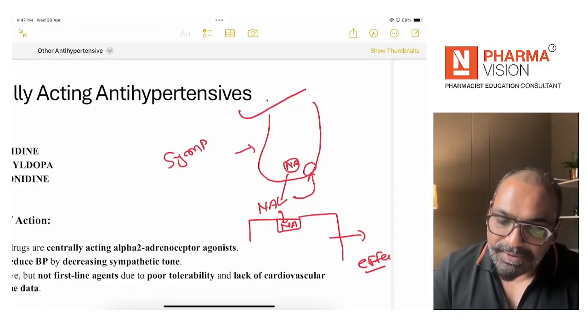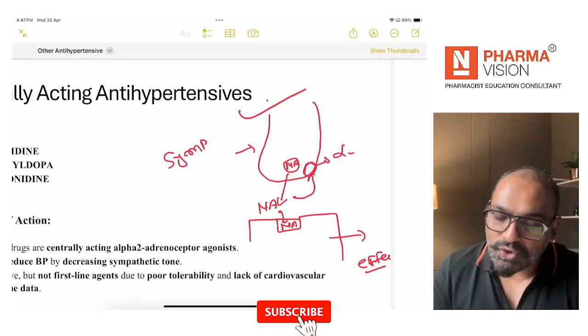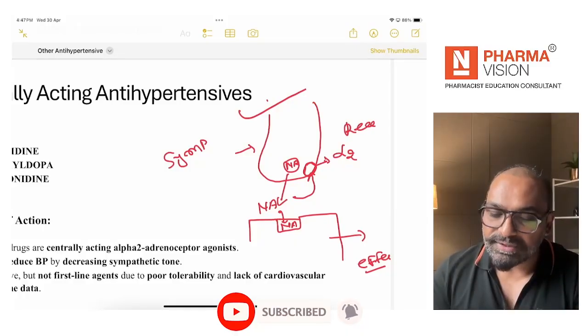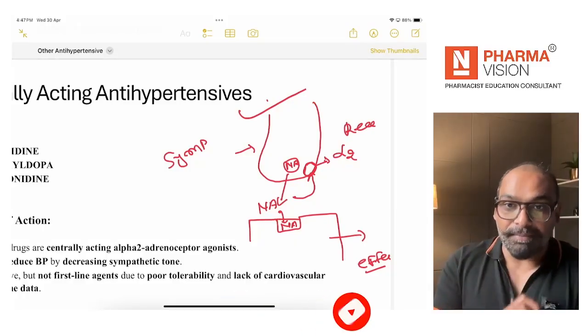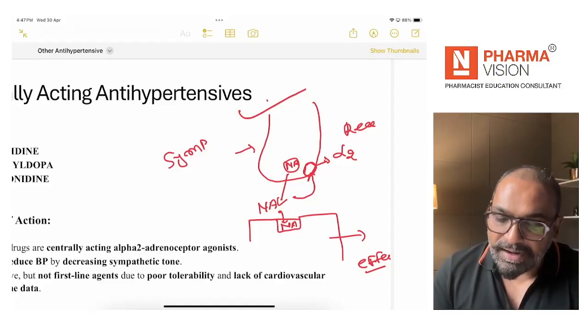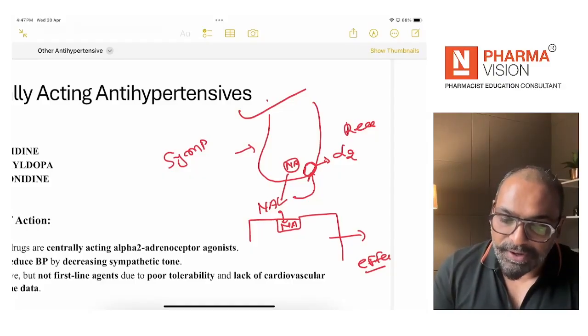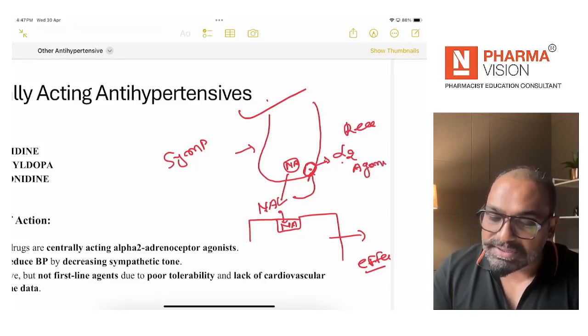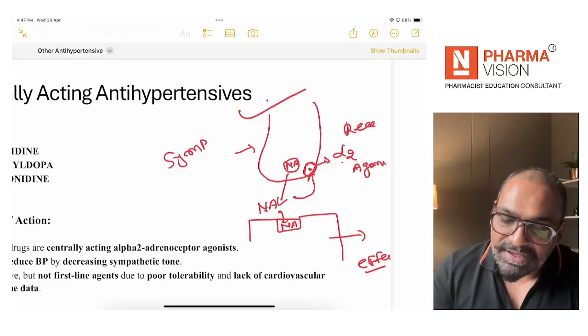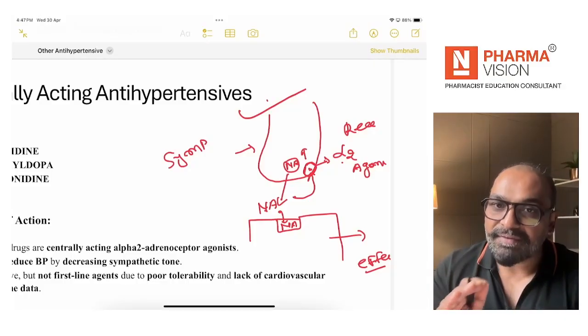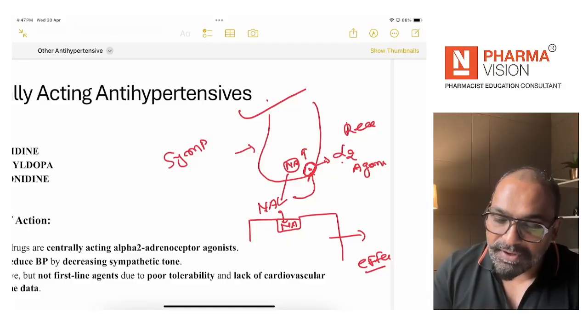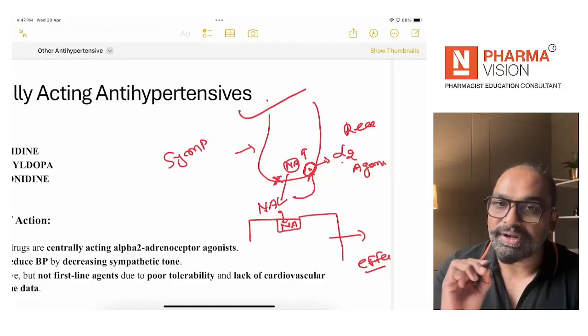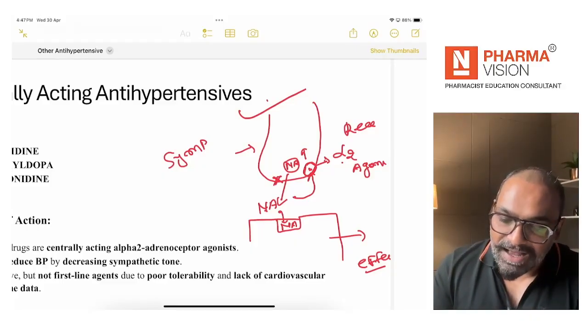There is another receptor called the alpha 2 receptor. This alpha 2 receptor is considered a feedback mechanism receptor. When there is enough concentration of noradrenaline, it binds to the alpha 2 receptor and produces the effect. That means this alpha 2 agonist gives a signal to the nerve terminals: we have enough concentration of noradrenaline and we don't need any more.